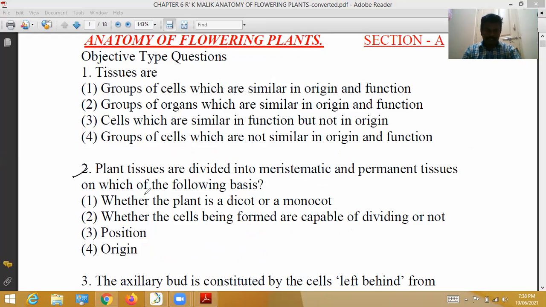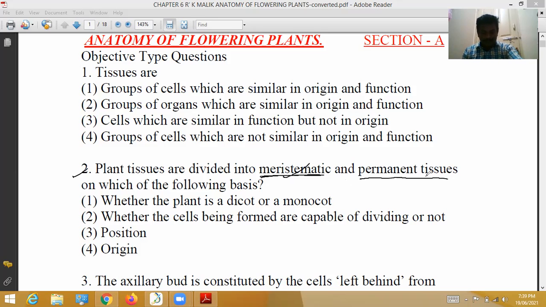Second question. Plant tissues are divided into meristematic and permanent tissues. On which of the following basis? So here, meristematic tissue consists of undifferentiated, actively dividing cells. They bring about an increase in length and girth of the plants. That is called meristematic tissue.